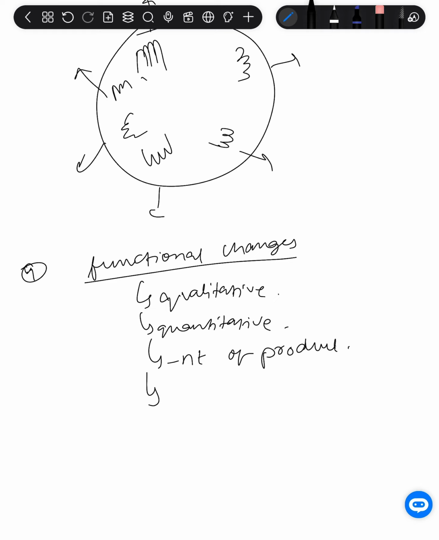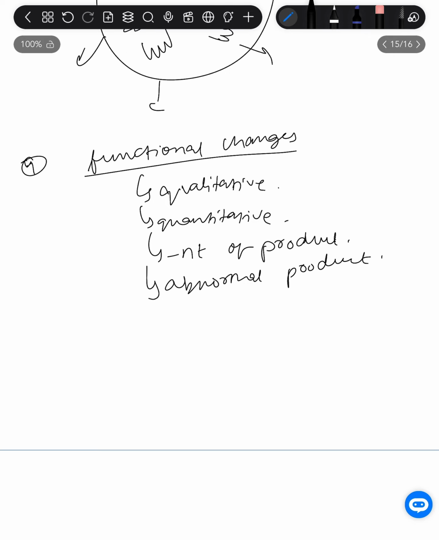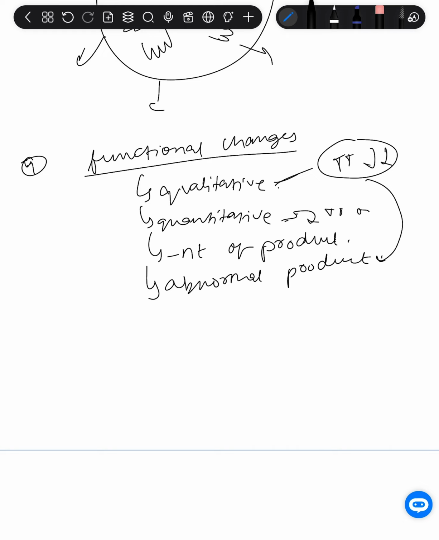There can be secretion of some abnormal product also, which is not normal for that cell. It's abnormal product according to that cell. So in quantitative, it can increase or decrease. In qualitative, we have abnormal product secretion happening.